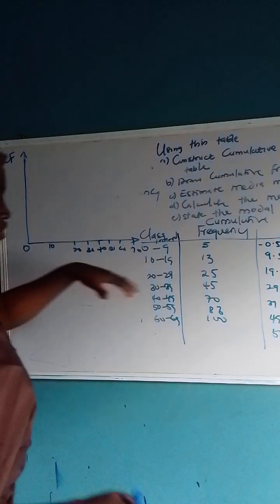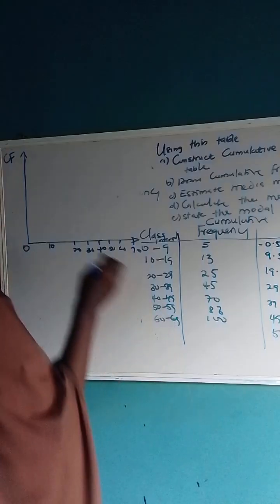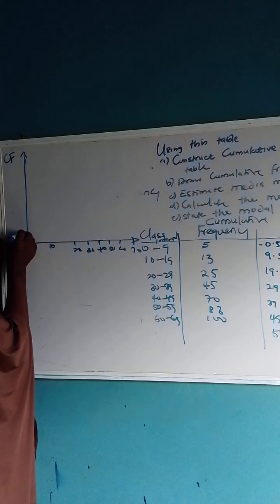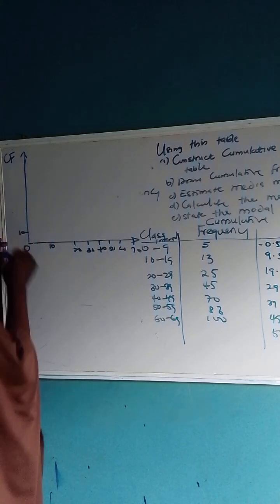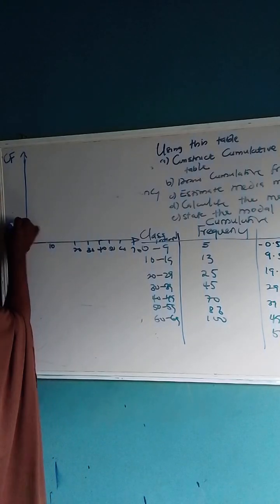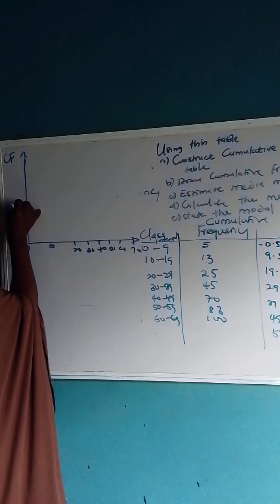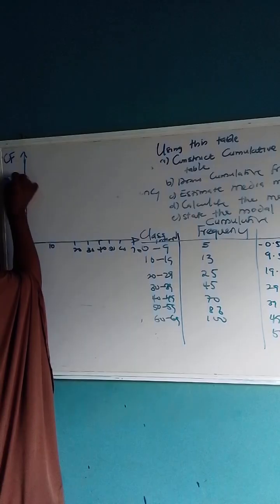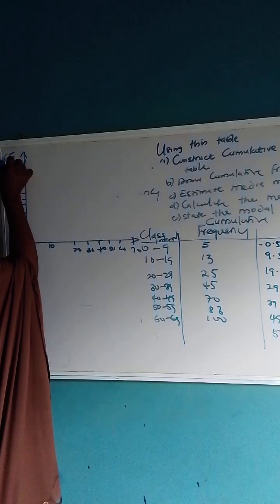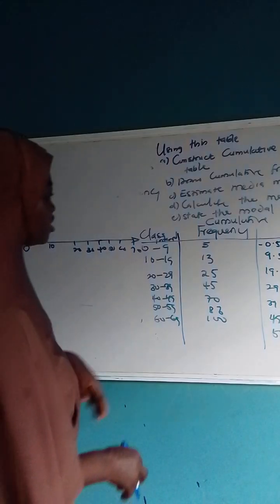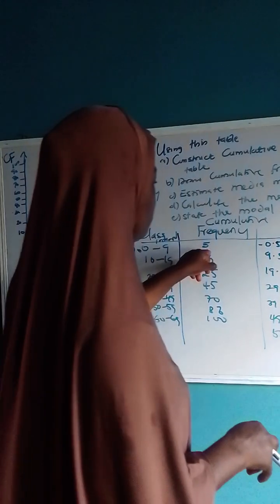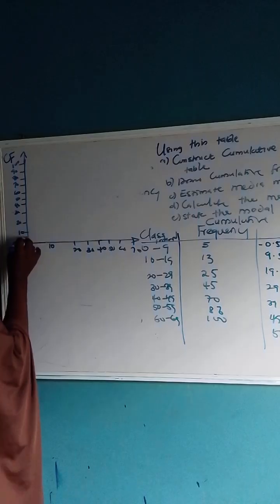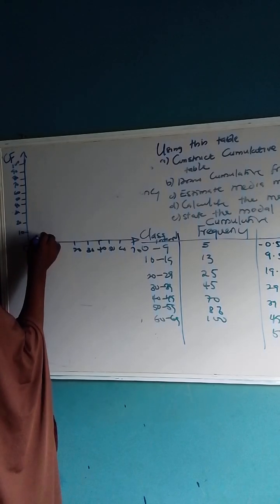Then our cumulative frequencies are 5, 13, 25. So let's say on the vertical axis, 10, 20, 30, 40, 50, 60, 70, 80, 90, 100. So as you can see, when our cumulative frequency is 5, our upper boundary is 9.5. So you come to the half of 10 here. You know, half of 10 is 5. So this area should be 9.5.